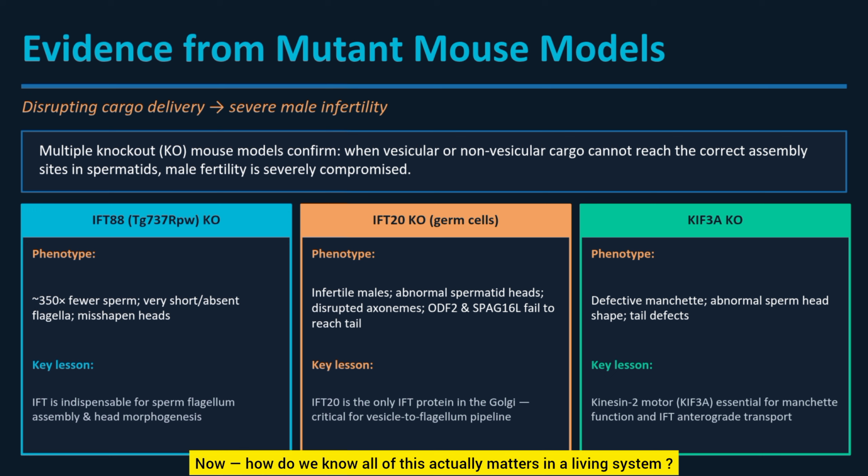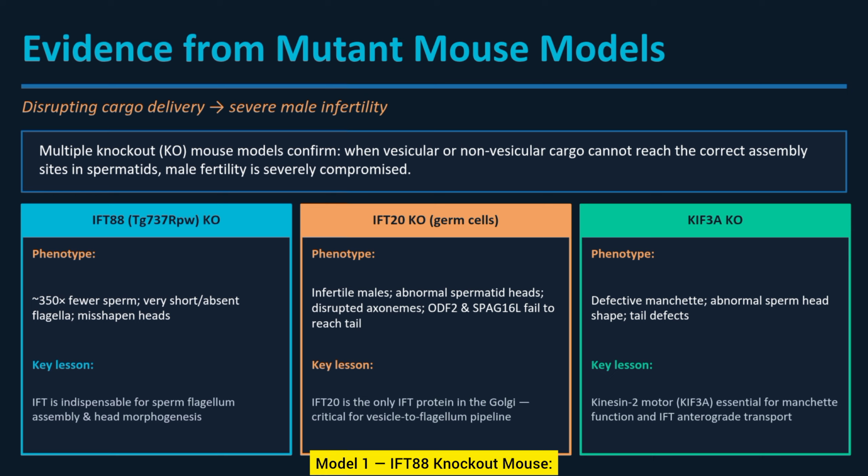Now, how do we know all of this actually matters in a living system? The answer comes from mutant mouse models. Multiple knockout, or KO, mouse models have confirmed that when cargo transport is disrupted, male fertility is severely affected.